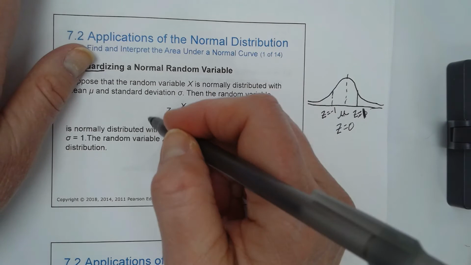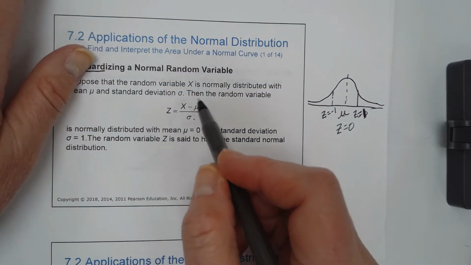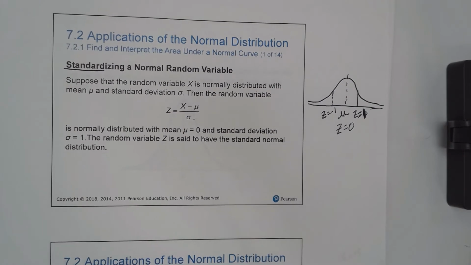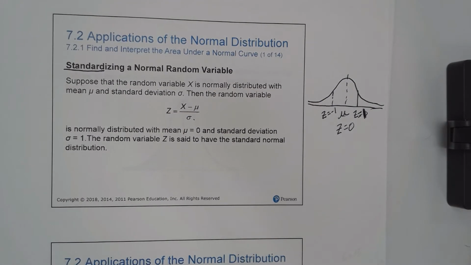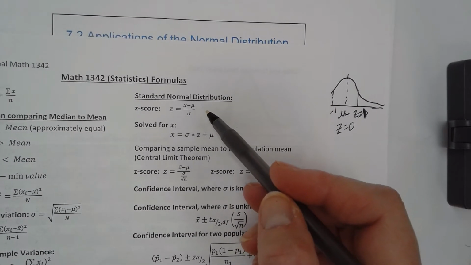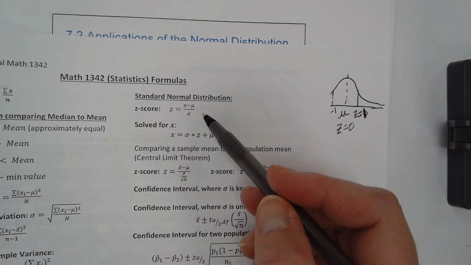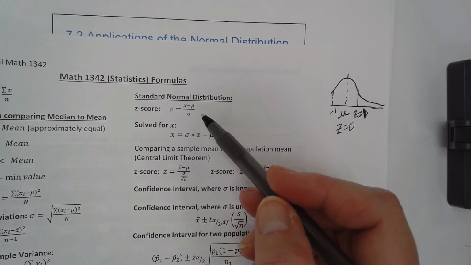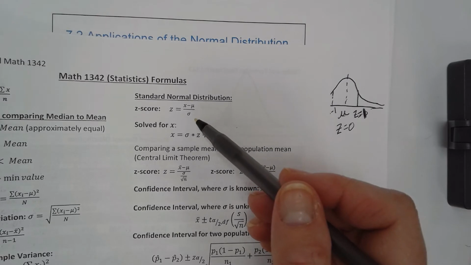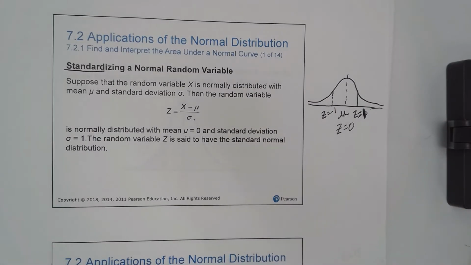So be sure and write this down. Really, you should memorize that. And you probably have done it enough that you already have it memorized, but it's right up here at the top right corner of your formula sheet, because it's probably one of the most important formulas in statistics, if not the most important. Okay?